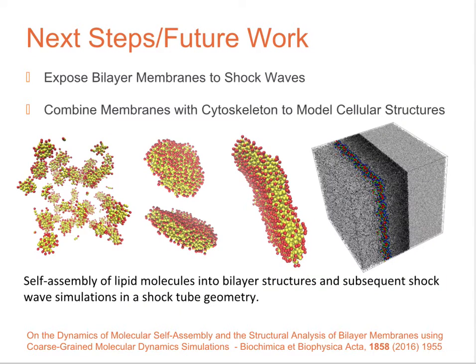In future work, which is currently in progress, we will expose our bilayer membranes to shock waves. We will also combine our aggregated coarse-grained membranes with a polymer network to model the mechanics of a full cellular structure, including the cytoskeleton and the plasma membrane. This research will contribute to a better understanding of the effects that shock waves have on the mechanical stability of biological cells.